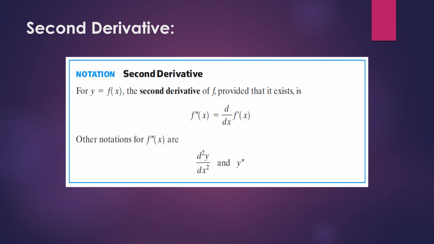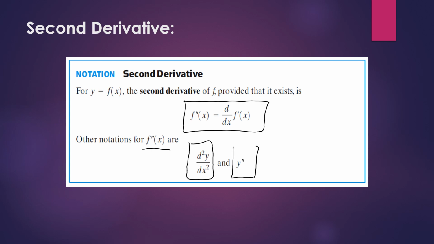So a second derivative is just what it sounds like. It is the derivative of a derivative. So if you have some function f, and you take its first derivative f prime, and then you take the derivative of f prime, you're going to get the second derivative, also known as f double prime. You can also call this d squared y over dx squared, or y double prime. But most commonly we refer to this as something double prime, so f double prime or y double prime.